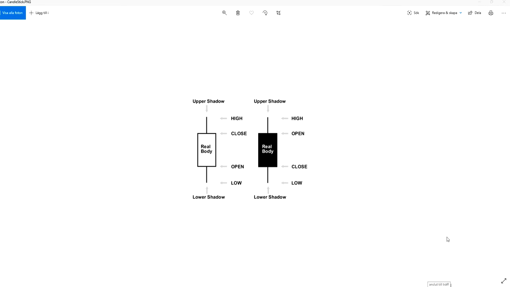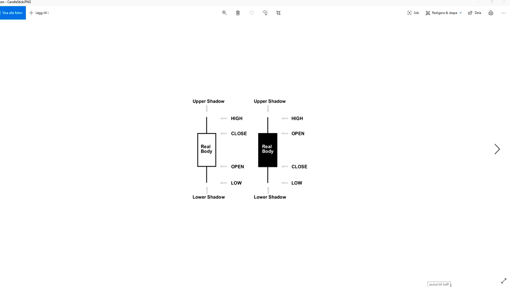In this tutorial I will explain what a candlestick is and how it works. This is a very crucial step to take before you can go deeper into candlesticks. So you really need to understand how a candlestick works.